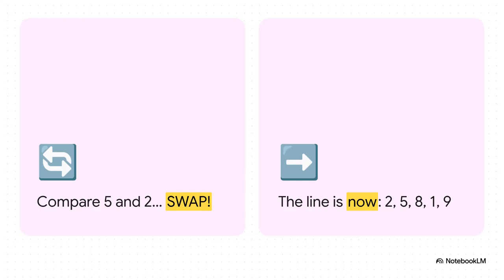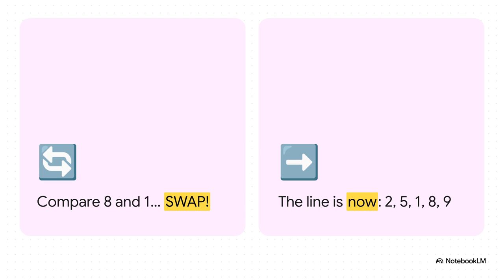Okay, rule number 1 for our algorithm is simple. Look at the first 2 dancers in line. Is dancer number 5 bigger than dancer number 2? Yep, so they swap spots. Easy enough, right? Then the algorithm just shuffles down to the next pair and asks the same exact question. And that's the whole game.